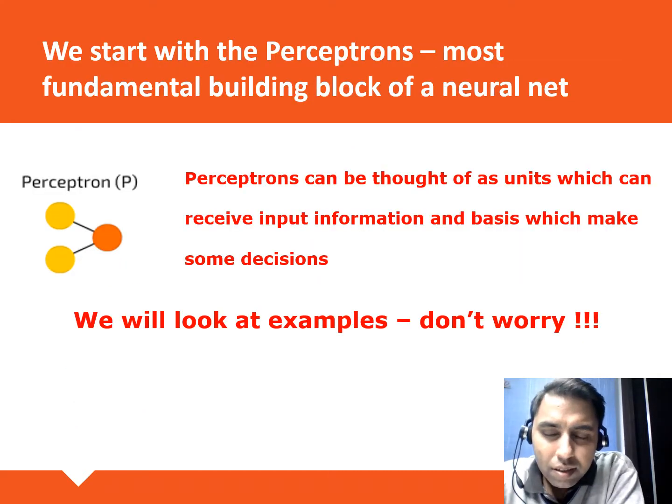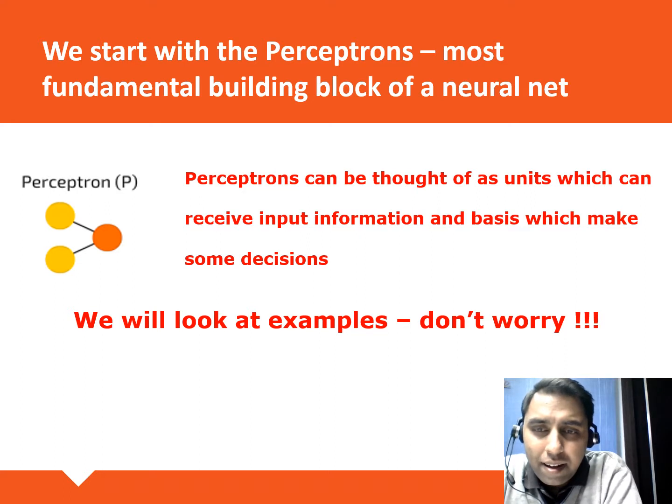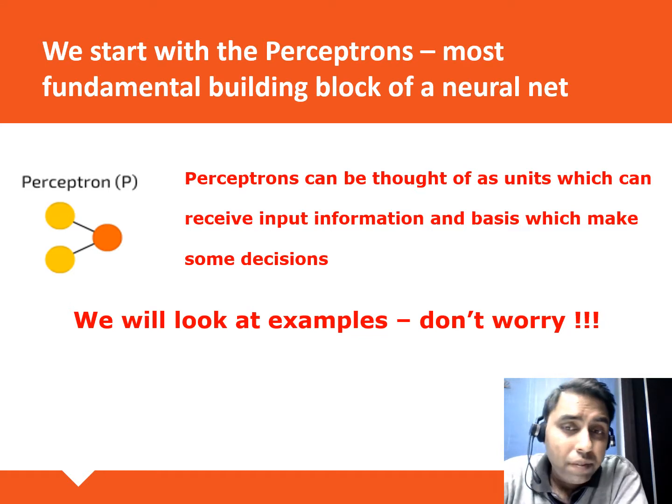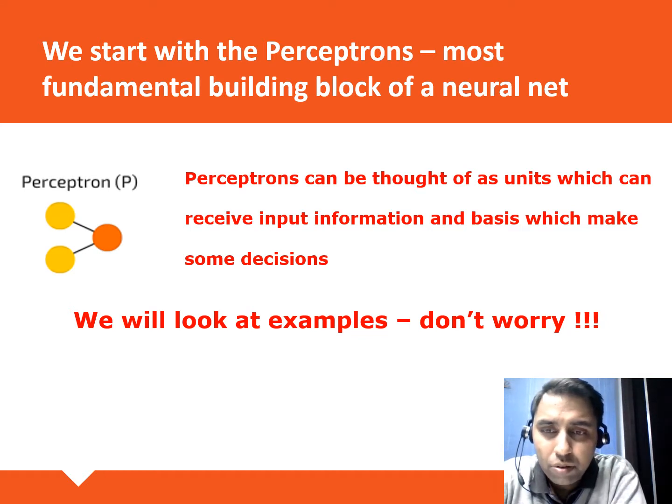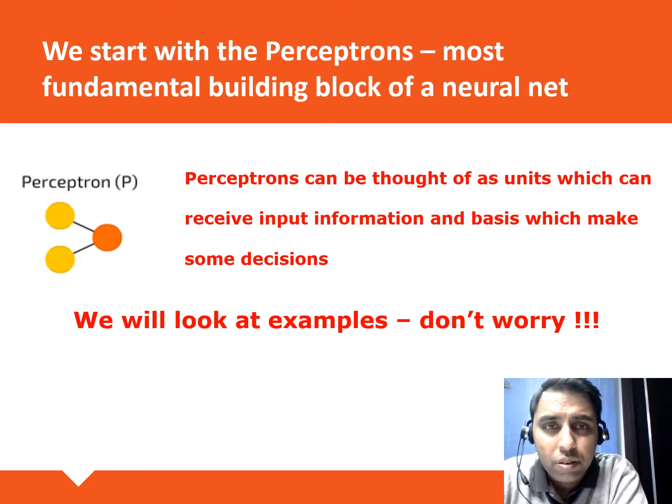So we will start off by understanding the most fundamental building block, or the most fundamental unit of a neural network, and that is called perceptrons. Concept-wise, perceptrons are not something very new. The concept of perceptrons dates back to the 1950s, and a mathematician called Rosenblatt first came up with this concept of perceptrons, which are nothing but decision making units.